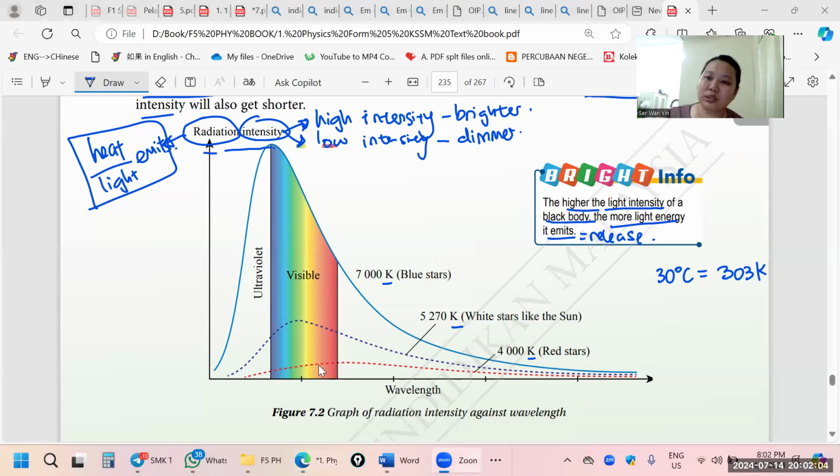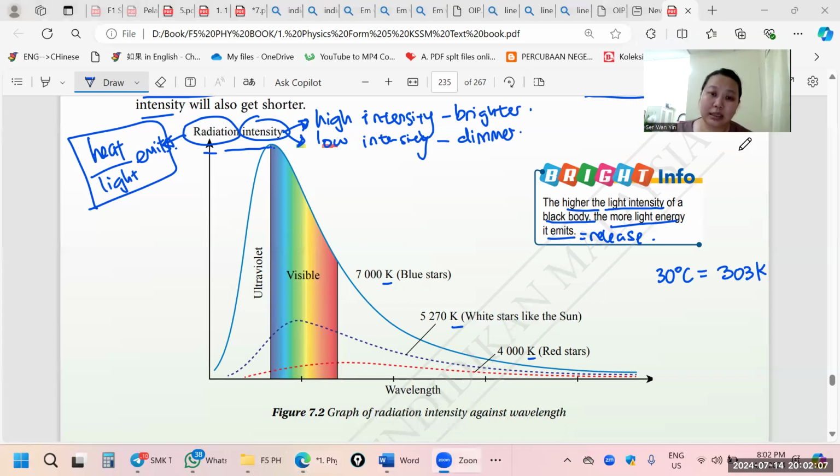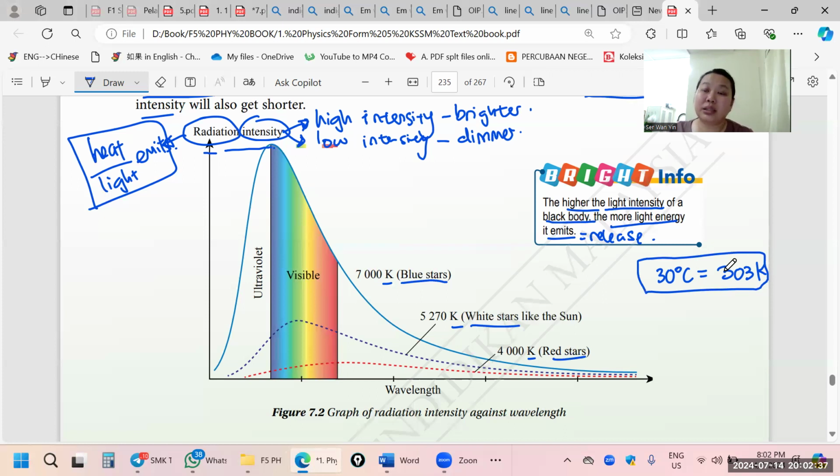Teacher, is that why blue stars are hotter? Yeah, blue stars. You learned this in Form 2. Blue stars are the hottest. White stars, like our sun, are medium, and red stars have the lowest temperature. Even though we say higher or lower, it is still higher than the normal heat we consider. Okay.